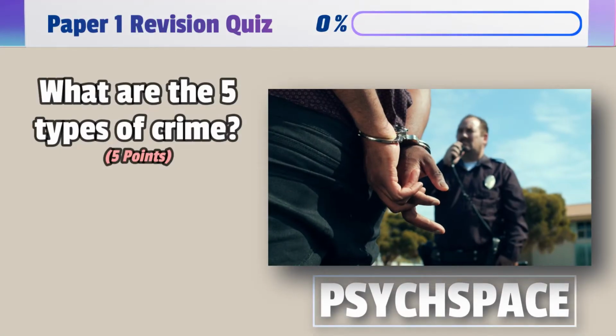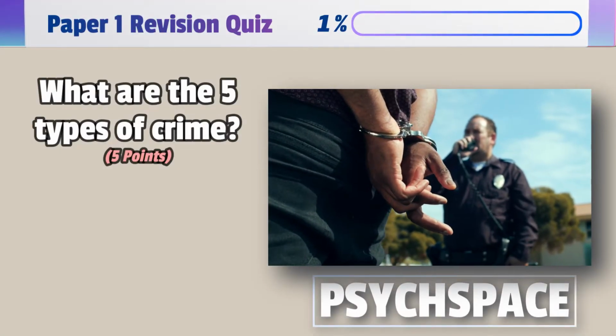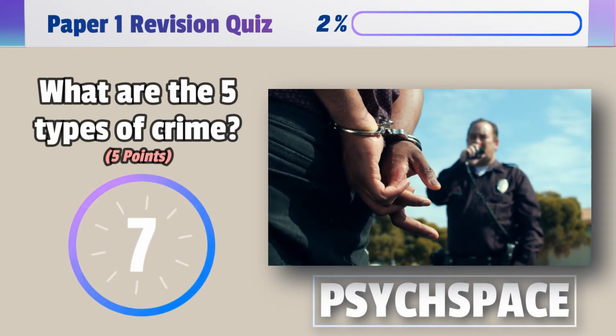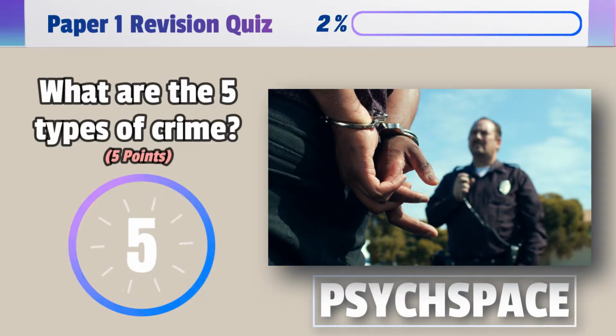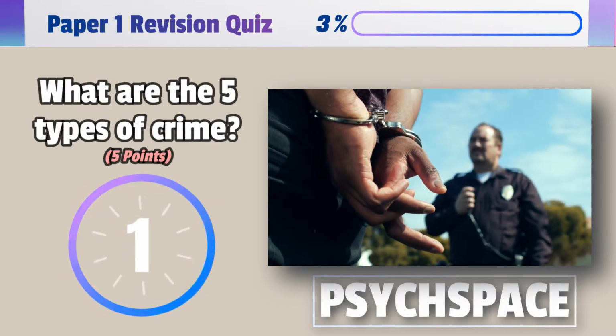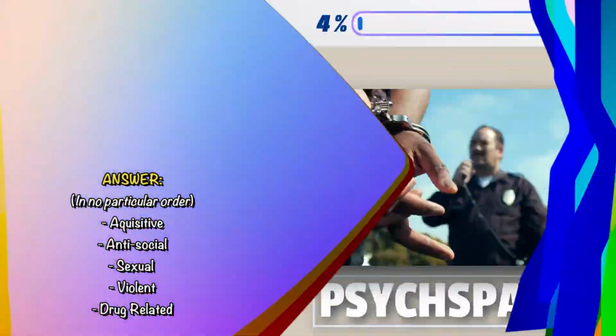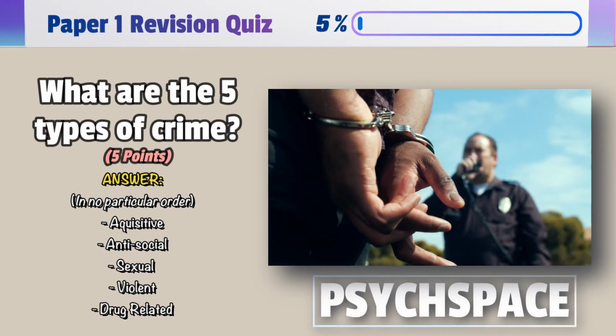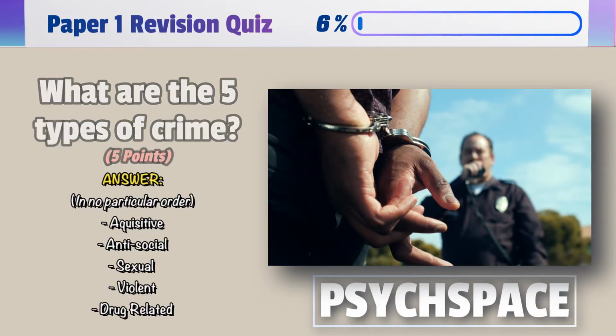Okay, so question 1. What are the 5 types of crime? Okay, so the answers we were looking for were acquisitive, antisocial, sexual, violent and drug related. Remember, this is part of the key concepts, so you do need to know your definitions.